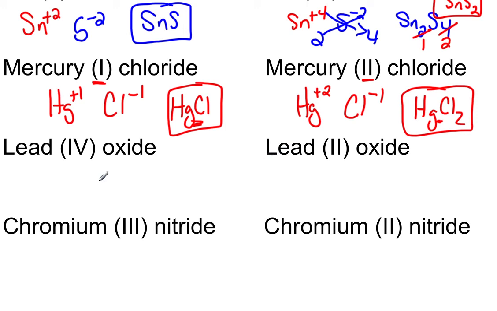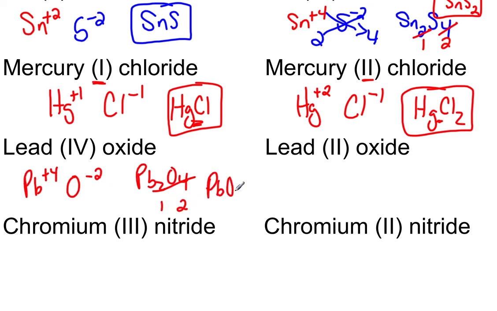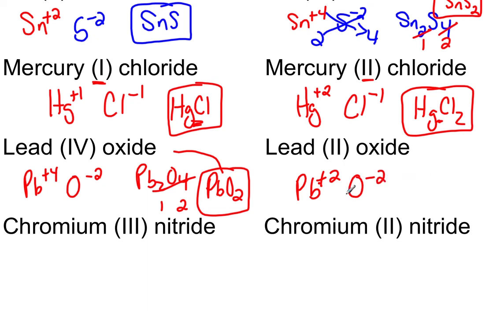It's the charge. All right, lead(IV) oxide. Pb +4, oxygen -2. Crisscross them. You get Pb2O4. Looks to me like that can be reduced. It's not the simplest whole number ratio, so this becomes a 1 and a 2. So PbO2. That's lead(IV) oxide. Over here, lead(II) oxide. Pb +2, oxygen still makes a -2, always, always, always. That looks like a 1-to-1 ratio to me, so I'm just going to write PbO.